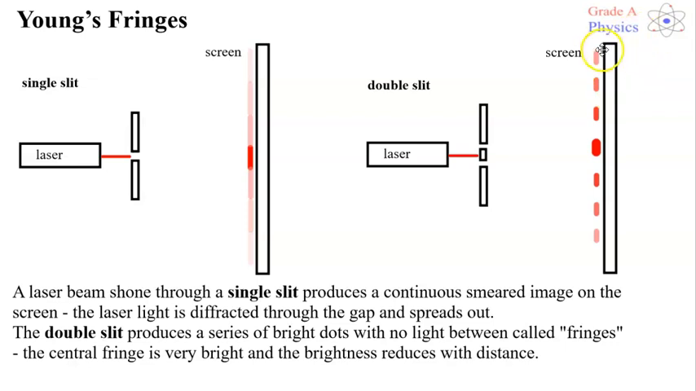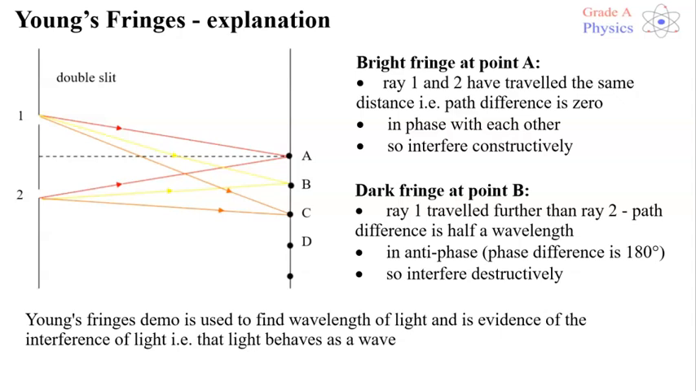And what we get is what's called a fringe pattern. So we have a bright spot in the middle, and then spots on either side getting slightly fainter as you get further away from the center. These spots are called fringes, and the fringe spacing is the distance between the center of one dot and the center of an adjacent dot. So why do we get these fringes?